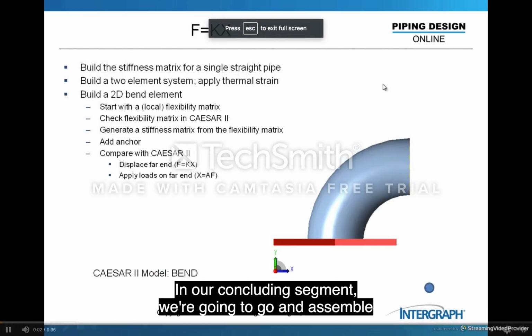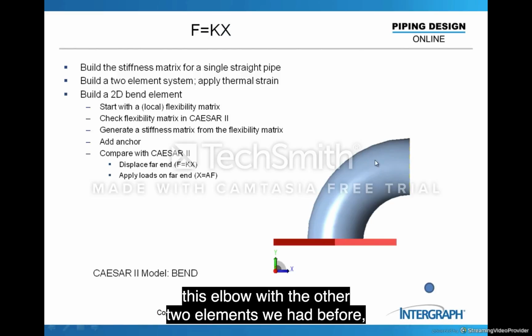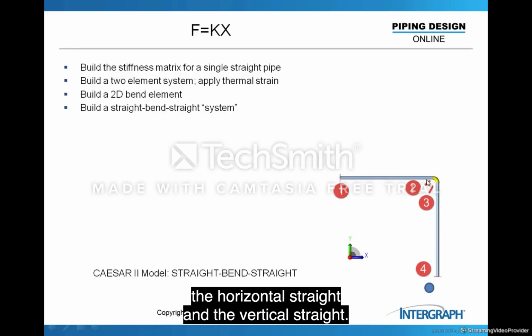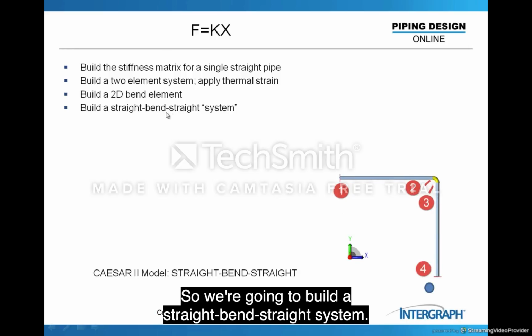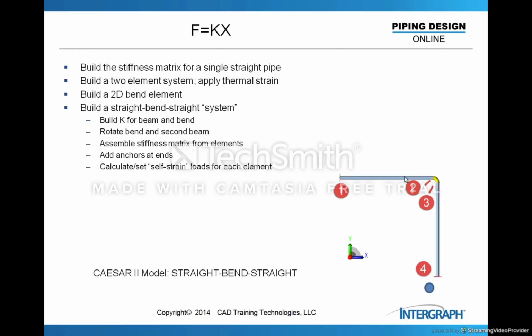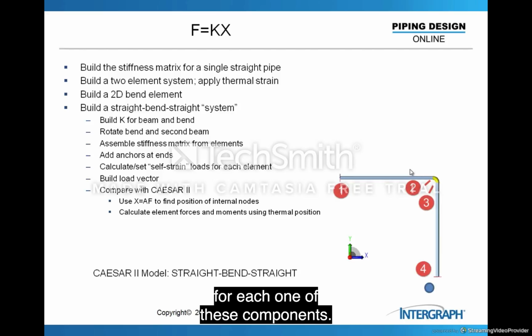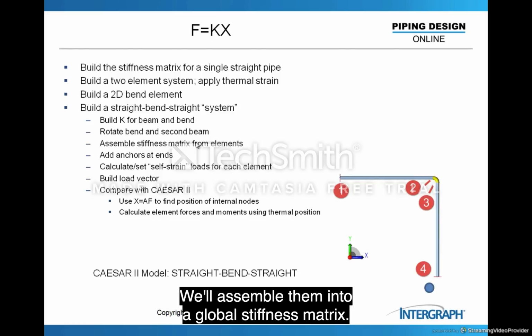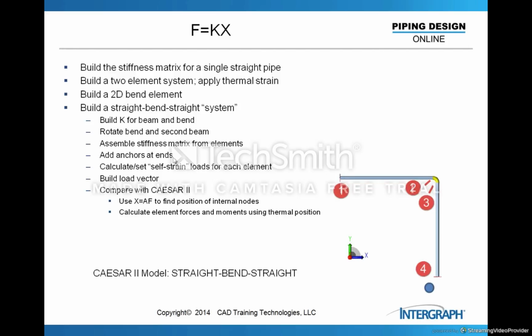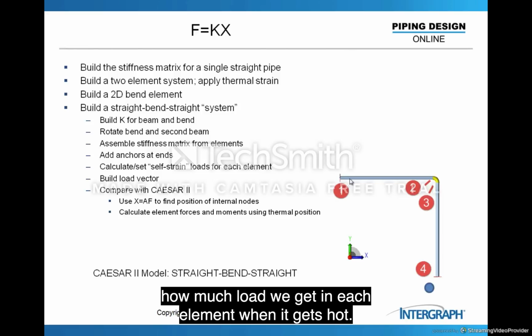Okay, in our concluding segment, we're going to assemble this elbow with the other two elements we had before, the horizontal straight and the vertical straight. So we're going to build a straight, bend, straight system. We're going to build the stiffness matrices for each one of these components, assemble them into a global stiffness matrix, then add the anchor to either end of the system. And then we're going to calculate how much load we get in each element when it gets hot.